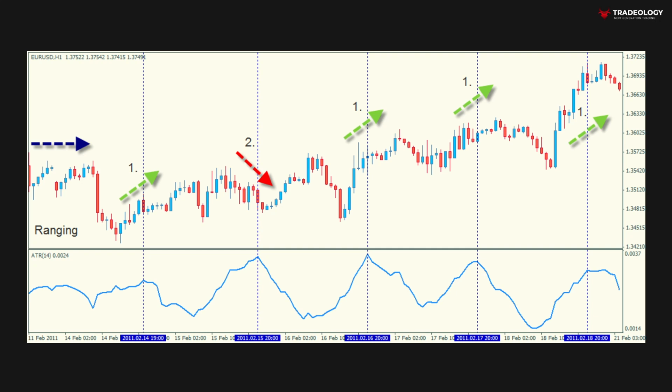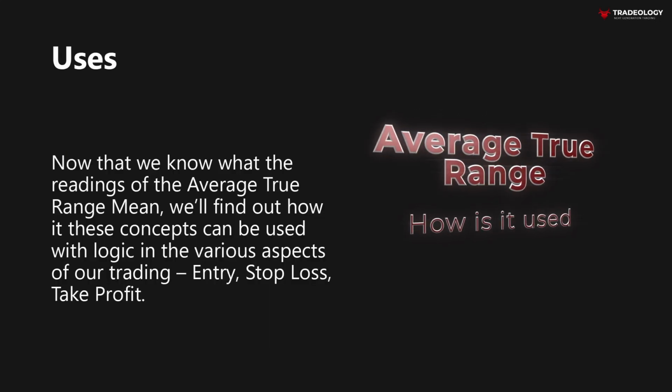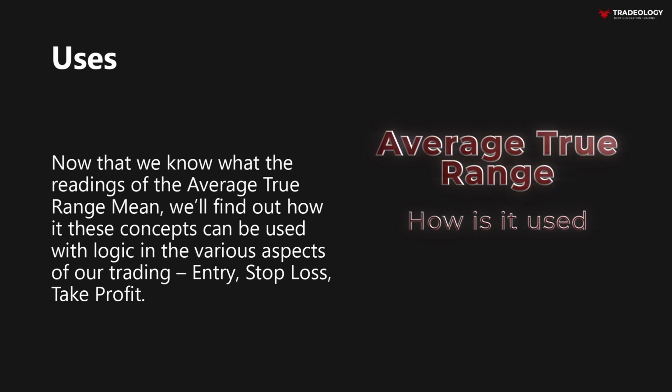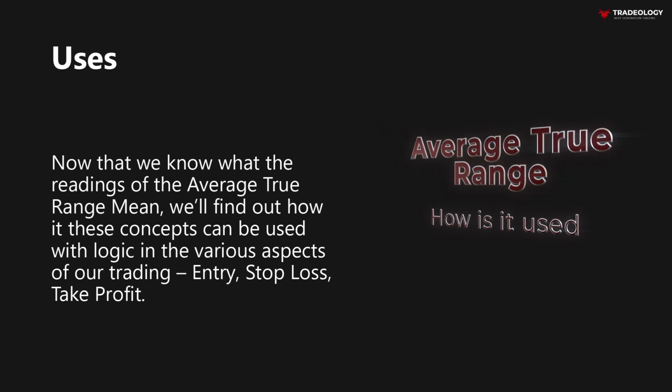However, when the market makes a strong move in one direction that is stronger than the normal fluctuations above, it is assumed that a new trend is forming or a breakout. Now that we know what the readings of the average true range mean, we'll find out how these concepts can be used with logic in the various aspects of our trading: entry, stop loss, take profit.